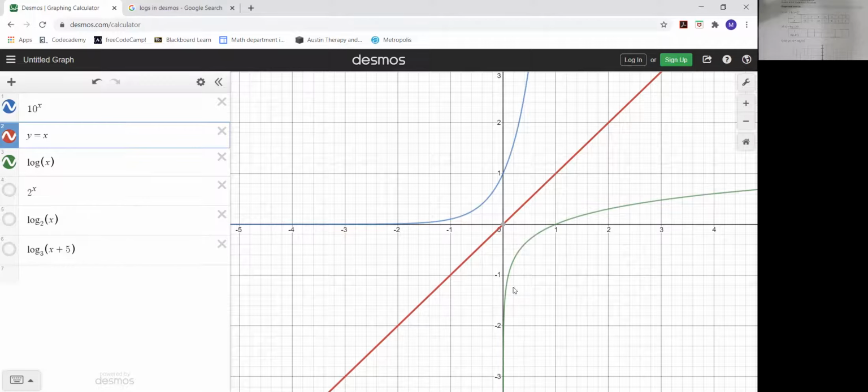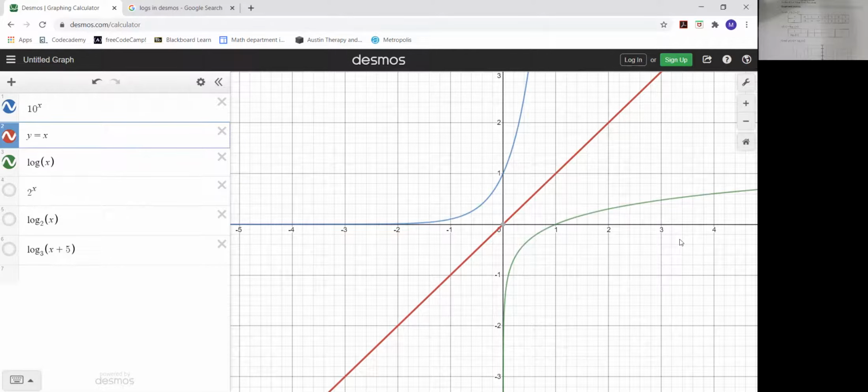And so maybe some key features. It's got a vertical asymptote at x equals 0. As it goes to the left, it's shooting off to minus infinity. If we get a fractional number, that means we had a negative exponent. So the smaller the fraction, the larger the negative on the exponent. And you might notice our domain for our inverse is like the range for our original function.